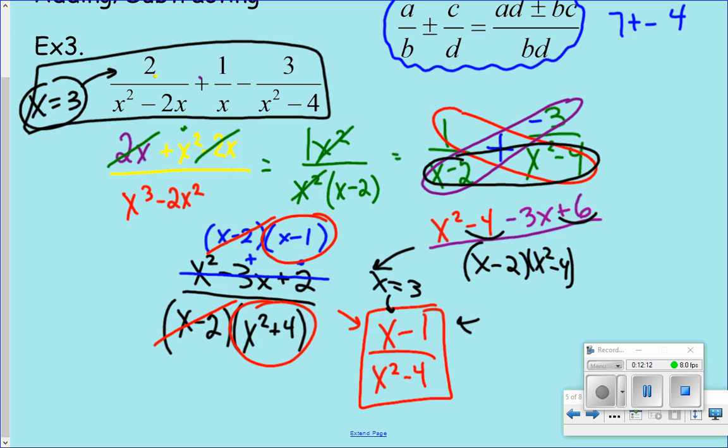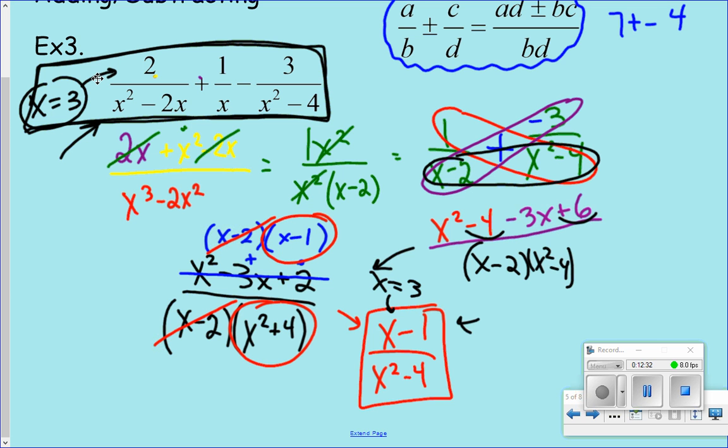But I'm telling you, if I had a bonus question and I just listed this, half of you wouldn't make the connection that you already simplified it. You would put a 3 in for all these x's in your calculator up here. And you'd probably still get 2 fifths, but you would do so much unnecessary work, it'd be crazy.